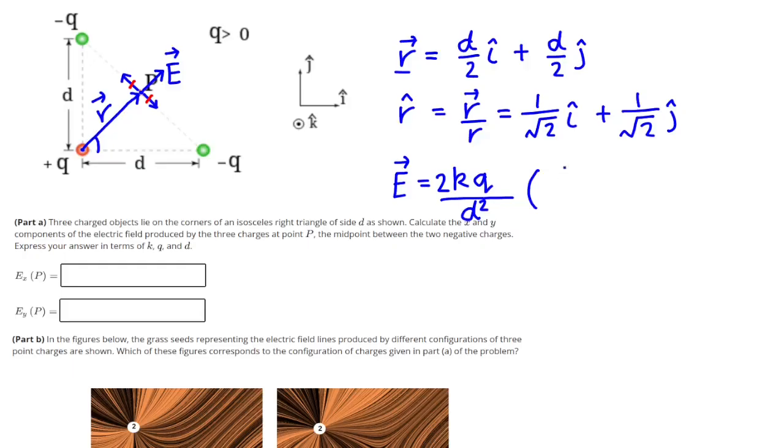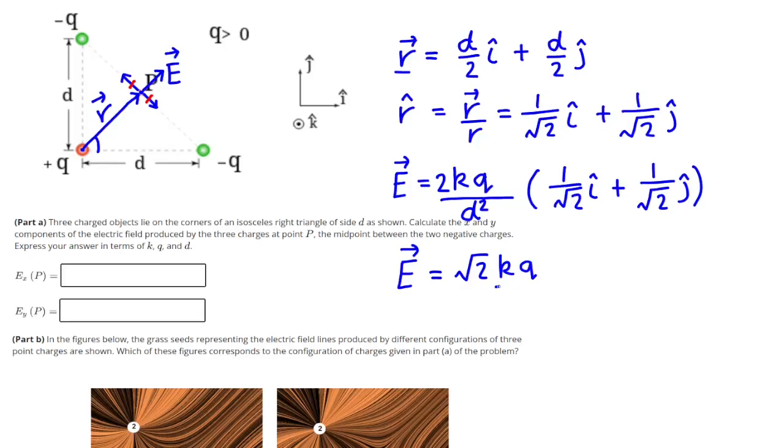So that will be 1 on root 2 in the i direction, plus 1 on root 2 in the j direction. And we can simplify this further. So 2 on root 2 is simply root 2. So we can write this as root 2 kq on d squared times i hat plus j hat. So the components of the electric field in the x and y direction are the same and positive.